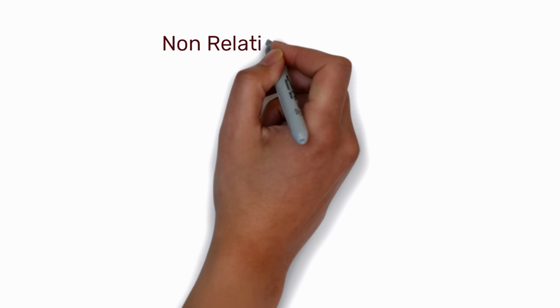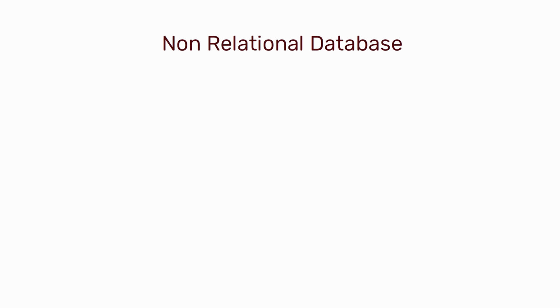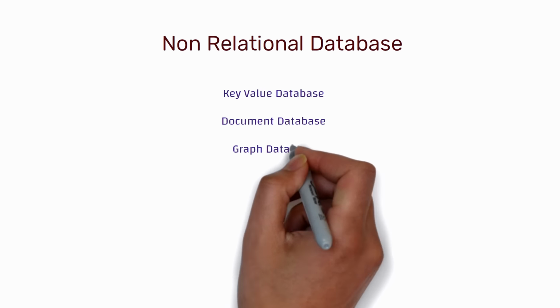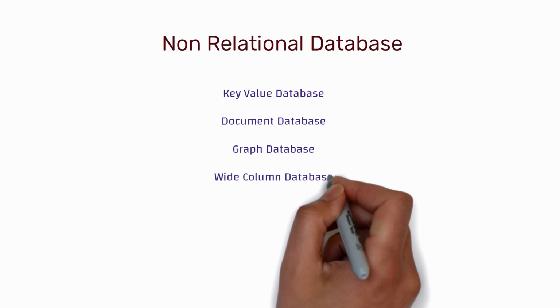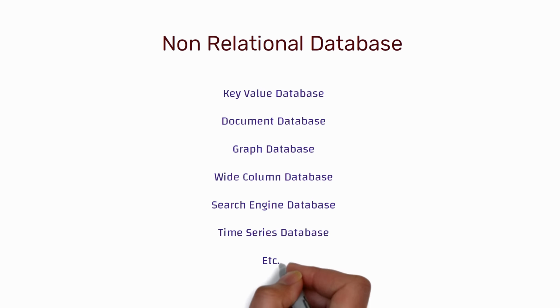Non-relational database. When it comes to a non-relational database, there are several categories of database, such as key-value store, document database, graph database, wide column database, search engine database, time series database, etc. Each of these databases stores data differently and is useful for managing specific types of data. Let's briefly look at a few of them.